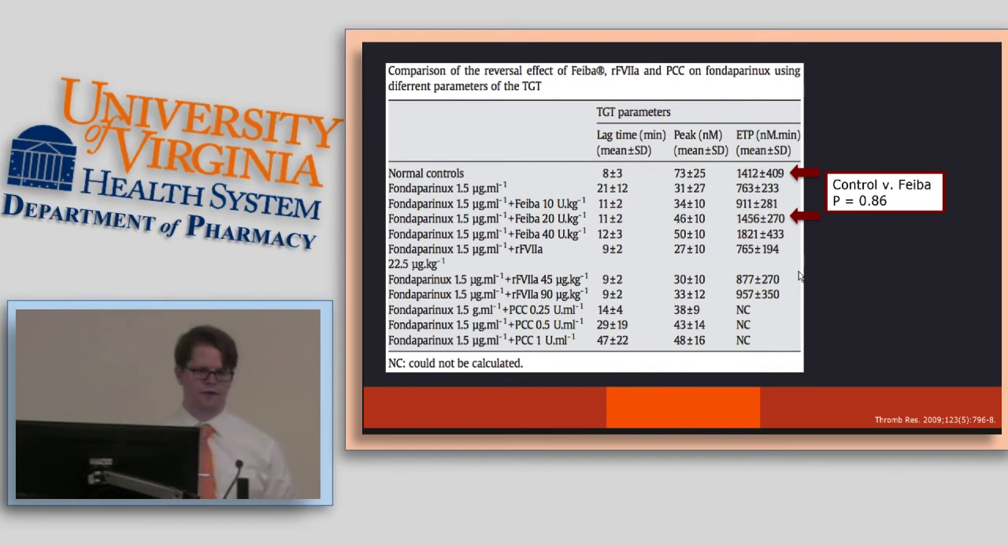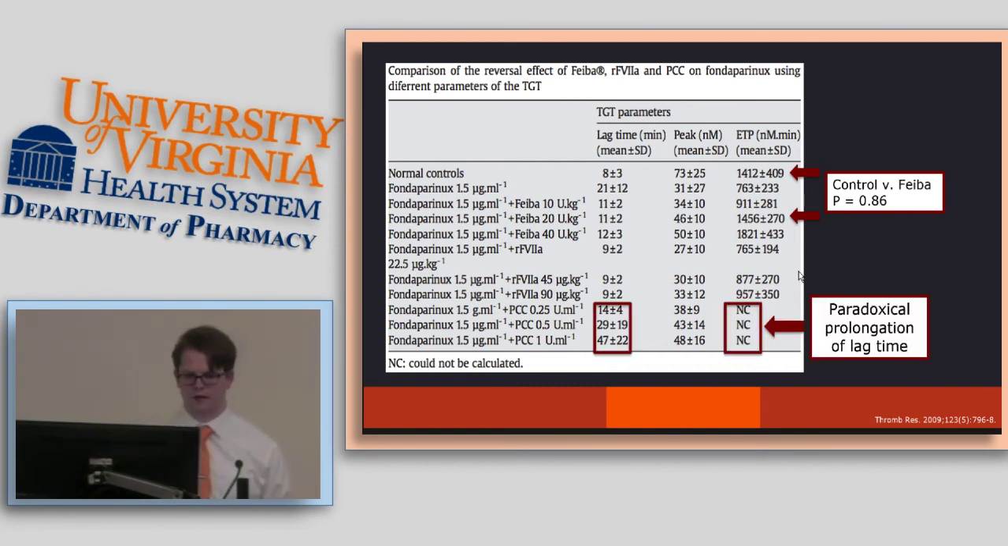However, when looking at FEIBA, the 20 units per kilogram dose, we see that lag time has been corrected, peak thrombin generation has improved, and that with ETP, it's now back to roughly what the control levels were. This would indicate a more comprehensive and more complete reversal of fondaparinux.